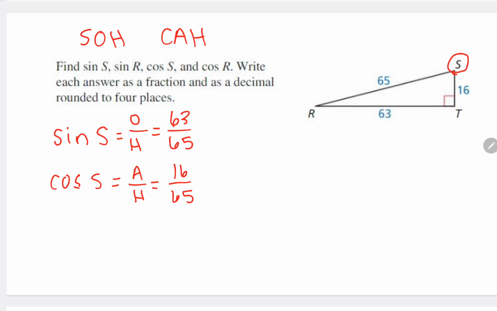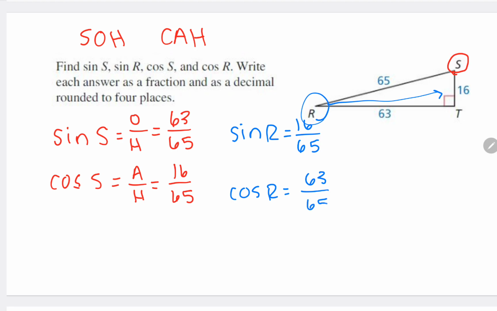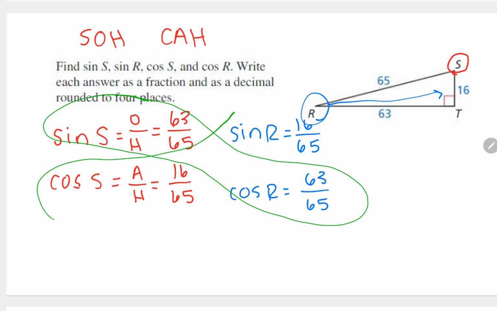Now let's do the same thing from angle R. Remember, we never do it from the right angle, only the acute angles. So sine of R, sine is opposite, 16, over hypotenuse, 65. Cosine is adjacent over hypotenuse. And then I want you to notice that the sine of S is the same thing as the cosine of R. And the sine of R is the same thing as the cosine of S.